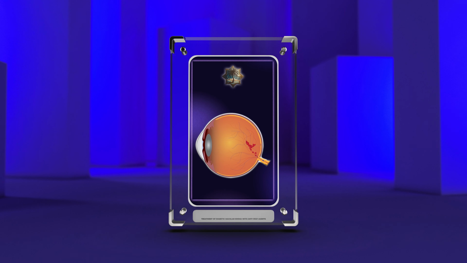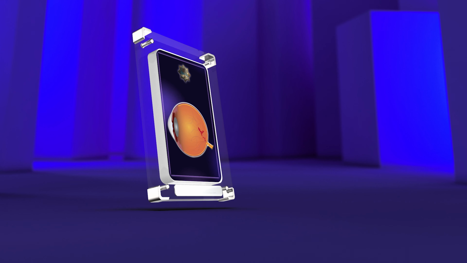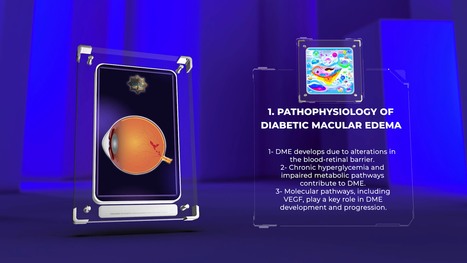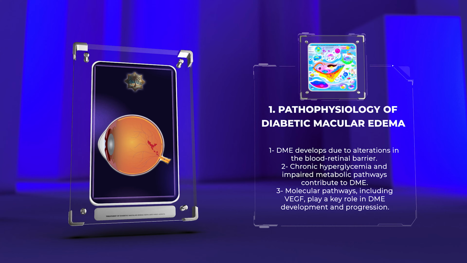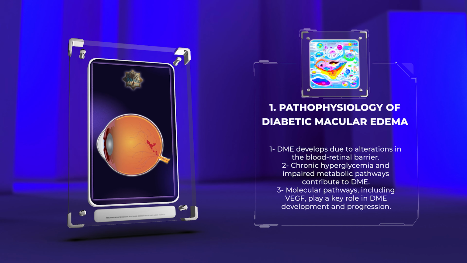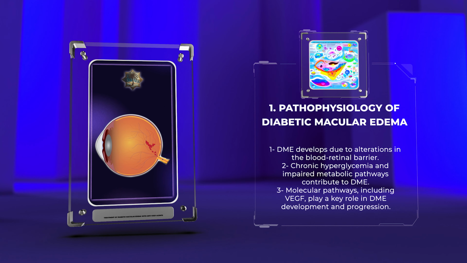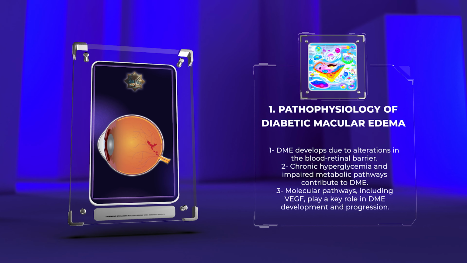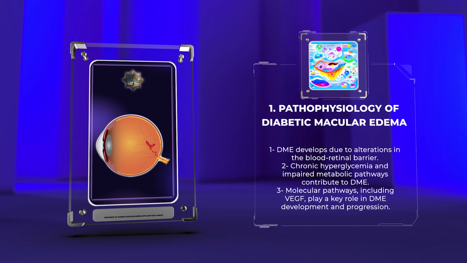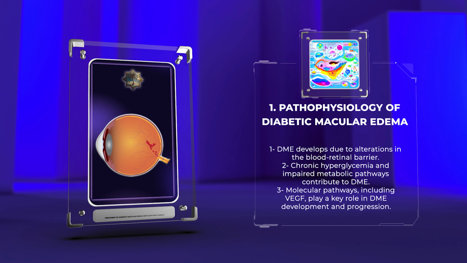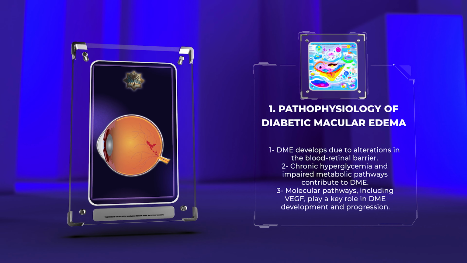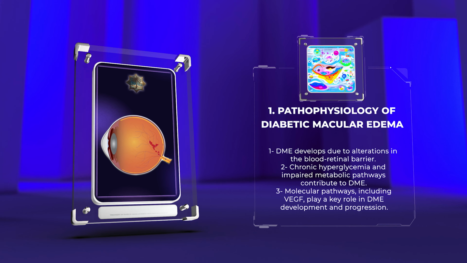modalities, and treatment options. DME develops due to alterations in the blood-retinal barrier, leading to increased vascular permeability, capillary leakage, and subsequent accumulation of fluid within the macula. Chronic hyperglycemia and impaired metabolic pathways contribute to oxidative stress, inflammation, and dysfunction of retinal cells and glial cells, perpetuating the pathophysiological cascade. Several molecular pathways, including the involvement of vascular endothelial growth factor, VEGF, play a key role in the development and progression of DME.